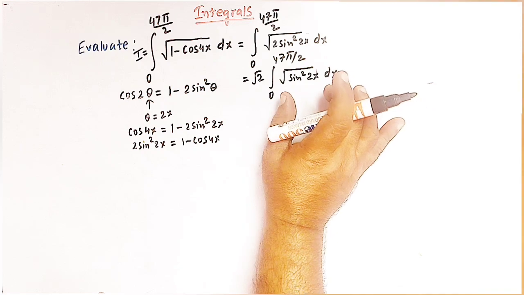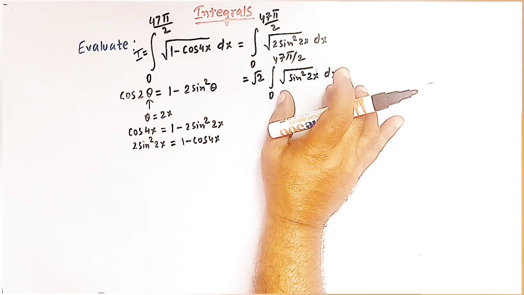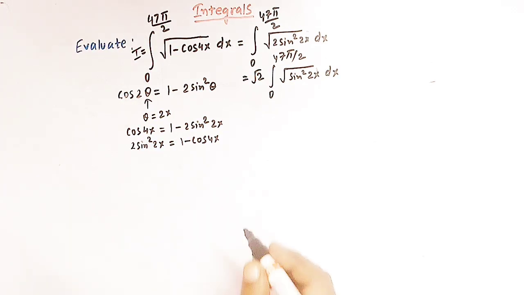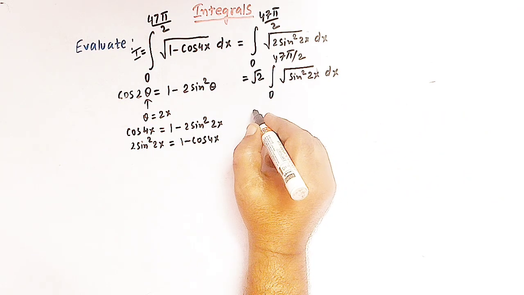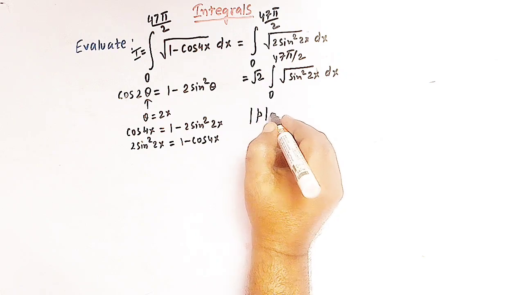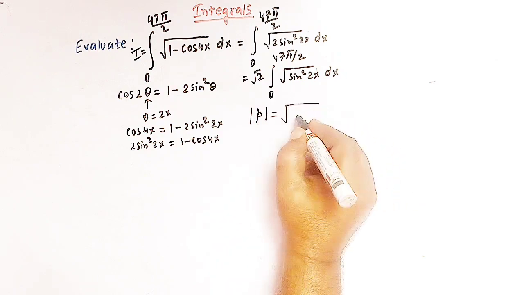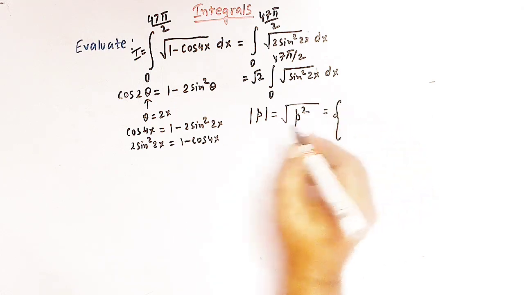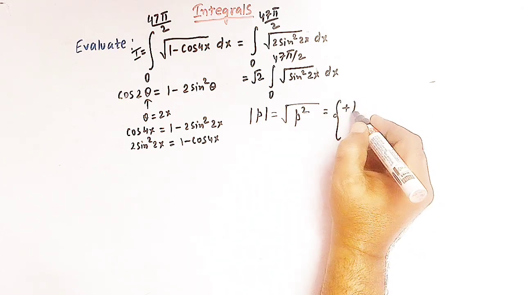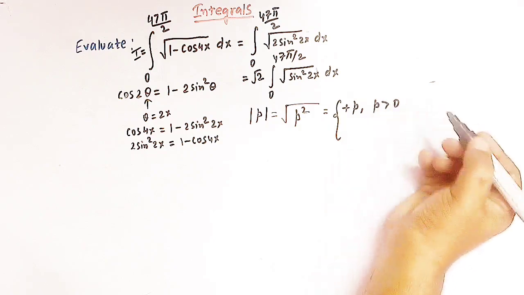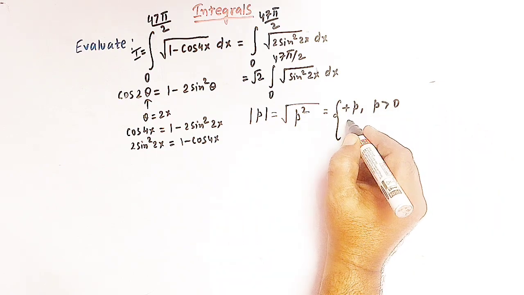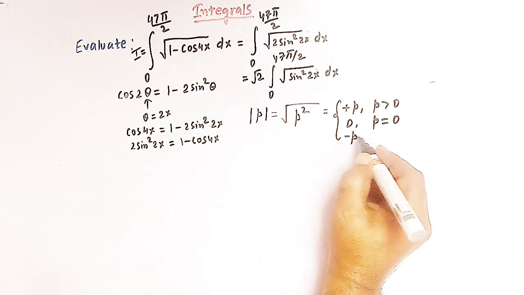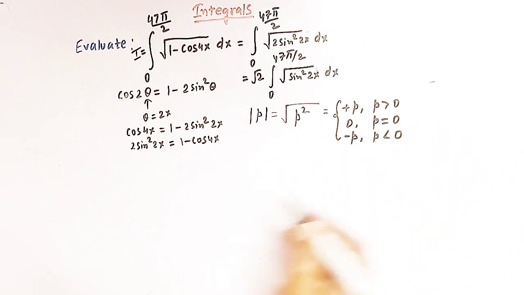Okay, so now let us make use of the definition of the absolute value function. Now see, the absolute value function is defined like this, that is mod of p is equal to square root of p square, right? And further we write mod of p is equal to positive p whenever p is greater than 0, mod of p is equal to 0 whenever p is equal to 0, and mod of p is negative p when p is less than 0, right?